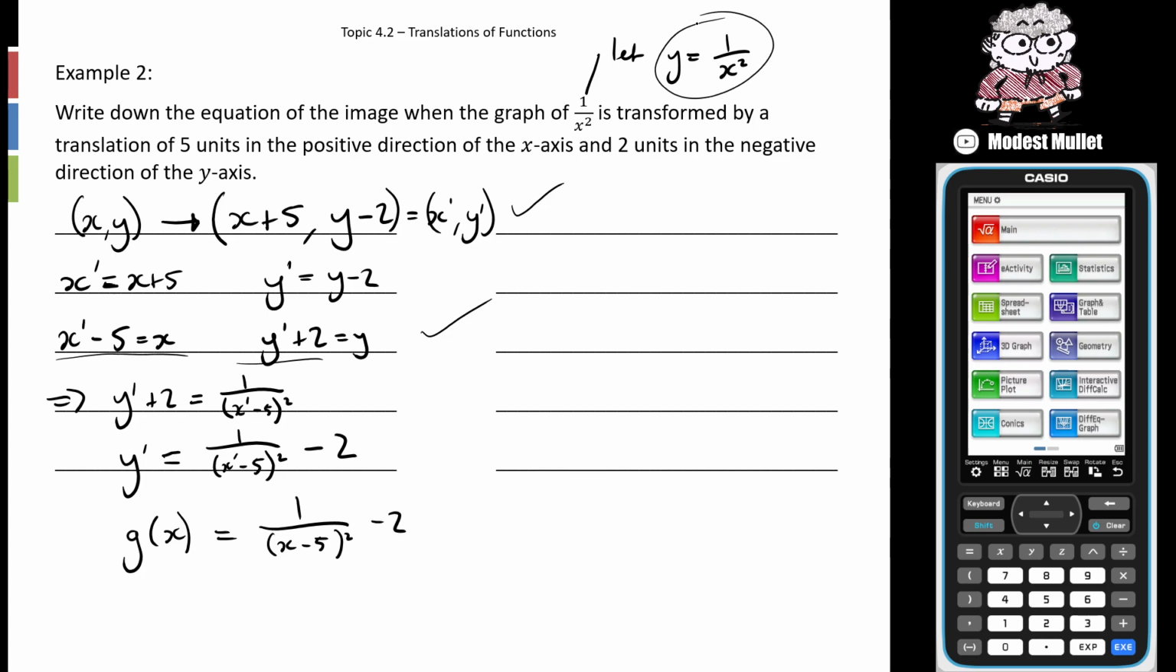This is the graph here, and you could check with your CAS calculator. You write that one in your CAS or Desmos, and you put this one in. You'll see that this one is 5 units to the right and 2 units down. And again, this is just a truncus, and we can see our h and our k value here. h is 5, k is minus 2. So that works.